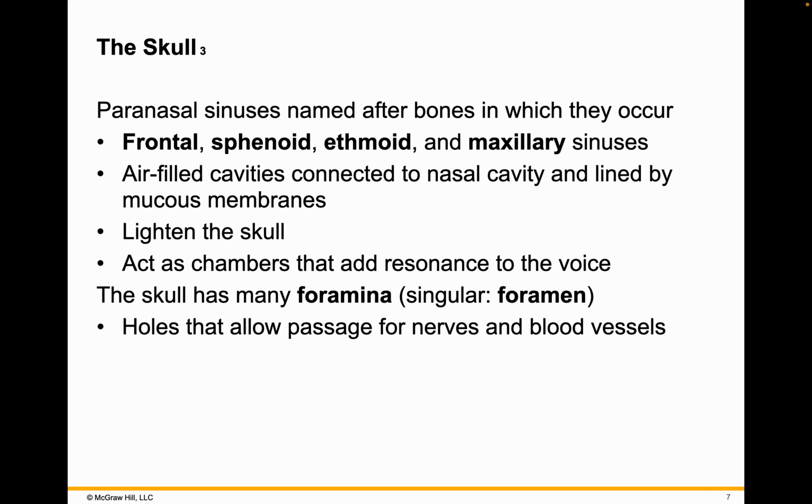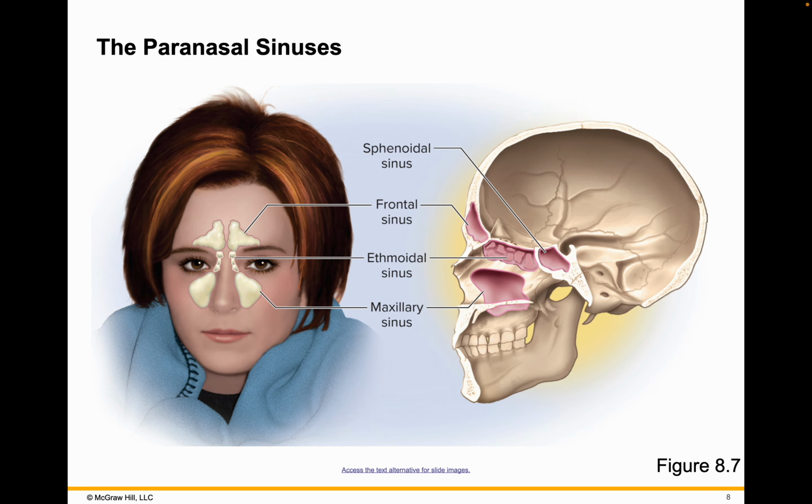Paranasal sinuses are named for the bones in which they occur. So we have frontal, sphenoid, ethmoid, and maxillary sinuses. These sinuses are air-filled cavities connected to the nasal cavity and lined by mucous membranes, and that lightens the skull. If that was solid bone, it would be much heavier. It also provides resonance chambers for the voice. The skull also has many foramina or foramen, which are holes. So your mother was right. We all have a lot of holes in our heads. Most of these holes are passageways for nerves and blood vessels. Here are the sinuses.